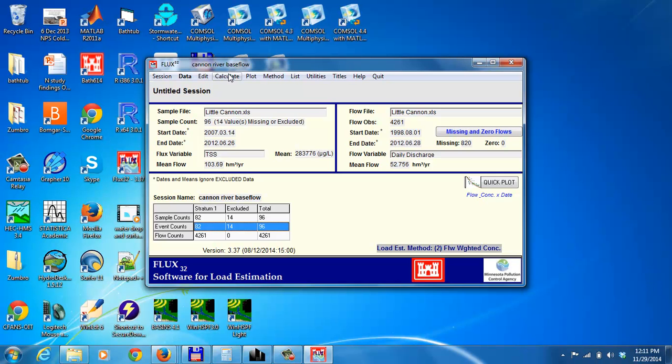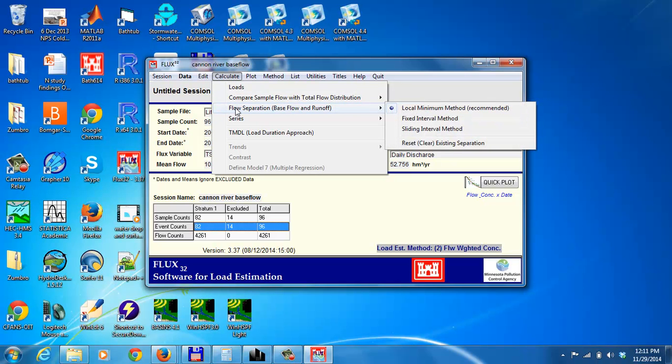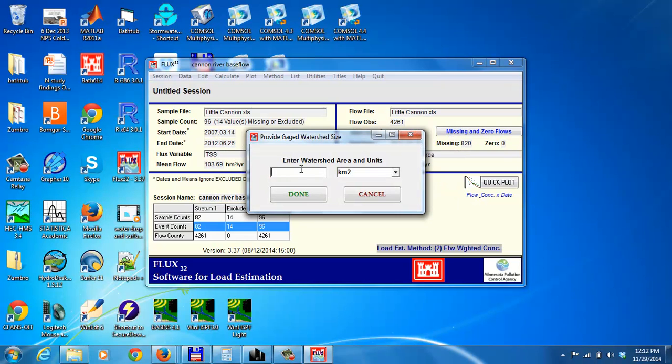Okay, so what we're going to do here is go up to Calculate. We want to separate out the direct runoff from the baseflow. Under Calculate, the third choice is flow separation, both baseflow and direct runoff. There are three different methods available. I suggest just using the local minimum method because that's the one that's recommended. That's been chosen, and we may want to specify the drainage area. Here I'll do that. It's 204 square kilometers for the Little Cannon River.